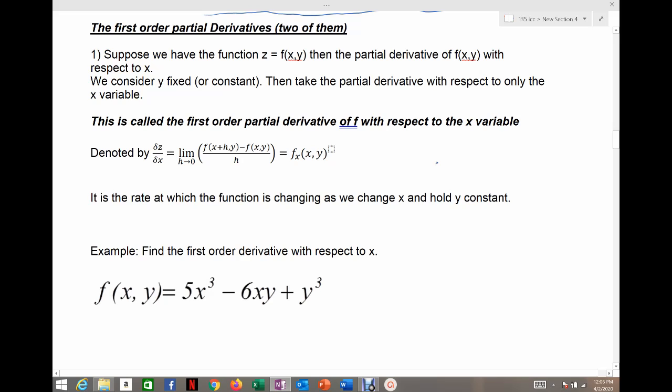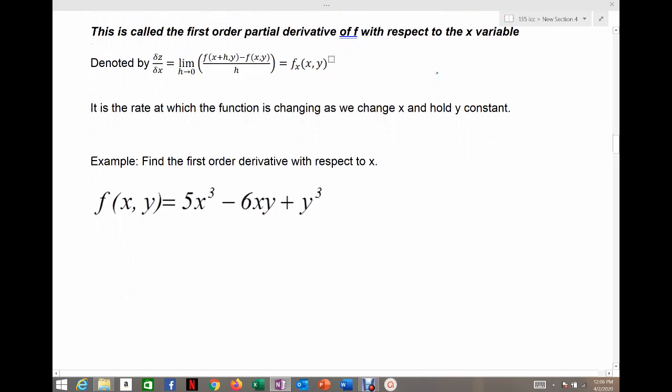Suppose I have my function f of x y. So f sub x is the partial derivative of f with respect to x. The derivative I'm looking at is my rate of change with respect to x. X is the only variable that's changing. Therefore, the other variable, the y variable, is considered fixed or constant, and is treated like a constant. So take the partial derivative with respect to only the x variable, treat the y variable like a constant. This is called the first order partial derivative with respect to x.